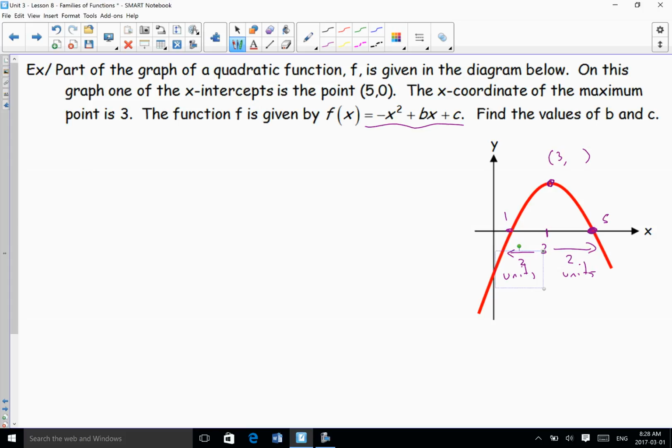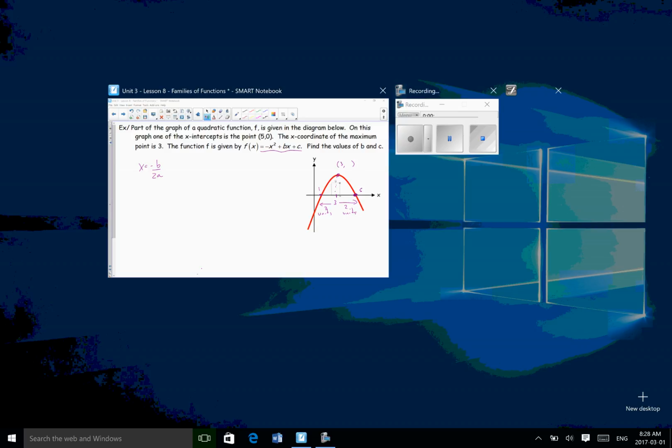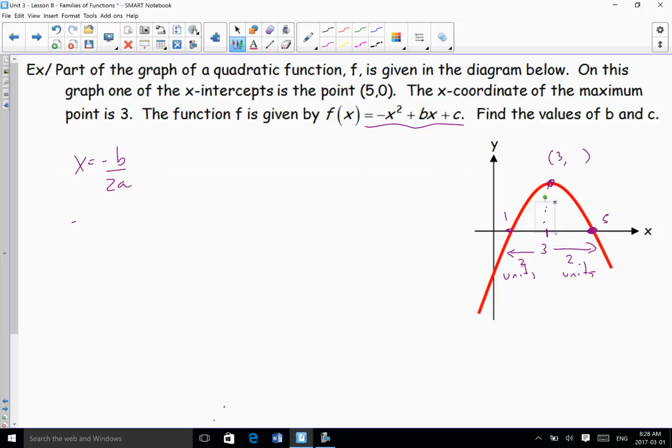So what can I use in standard form? Next thing with standard form is we have this equation, -b over 2a. The axis of symmetry. Well, we know that because we were told 3 is the x value. Do we know b? No, we're not trying to find that, right? But we do know a. A is -1. It's right here. So I have this equation, -b over -2, or in other words, 3 is b over 2. If I cross multiply, I get 6 is b. Well, that's kind of handy.